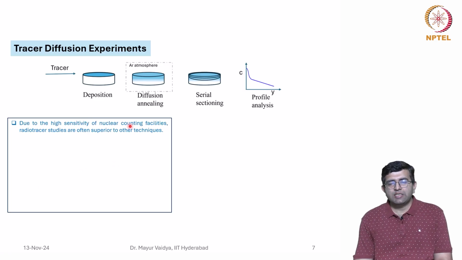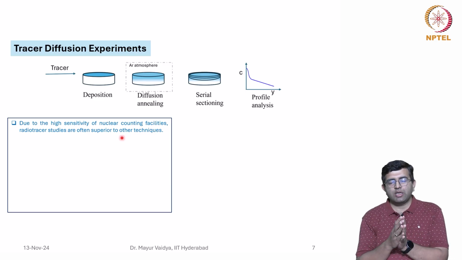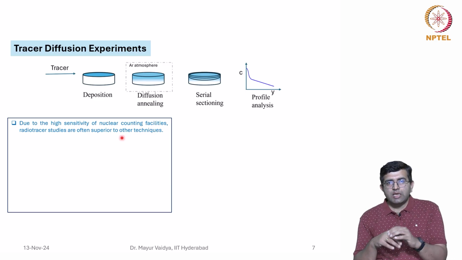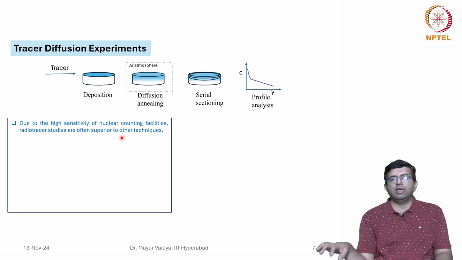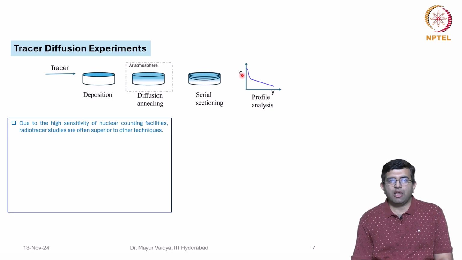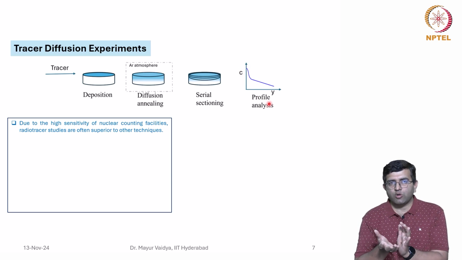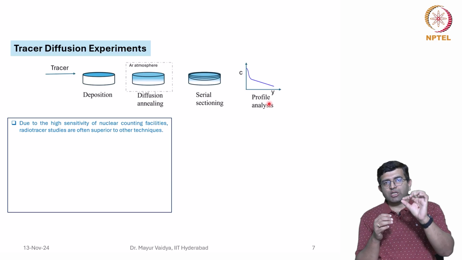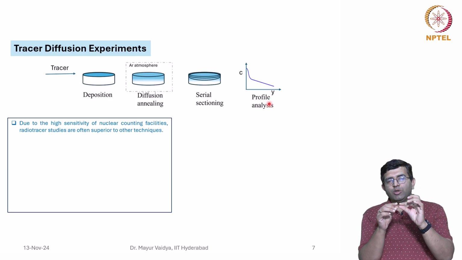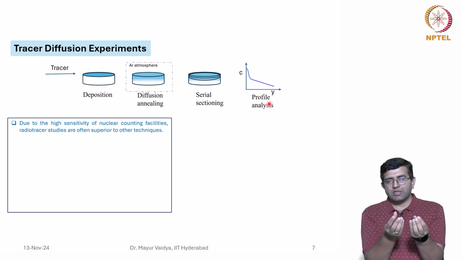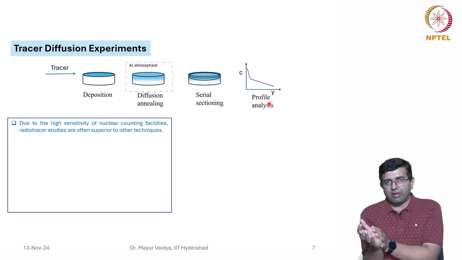Due to the high sensitivity of nuclear counting facilities, these radiotracer studies are often superior to other techniques. The key here is that ultimately in any diffusion experiment, what you want to measure is the concentration versus depth, so that the slope of it in some way can give you the diffusion coefficient. To measure the concentration, you need a certain amount of the tracer or certain amount of element to be present to be detected by the characterization technique.